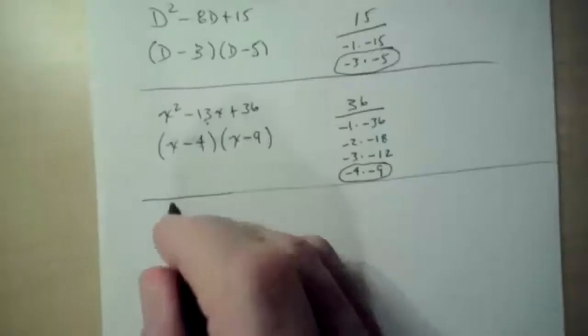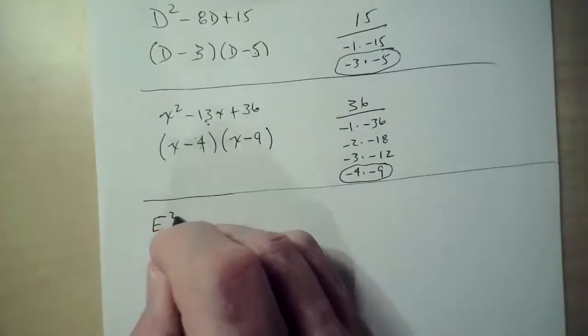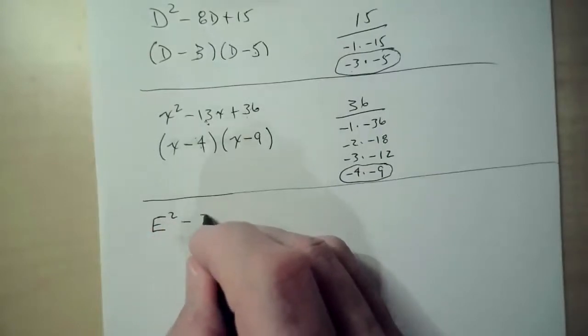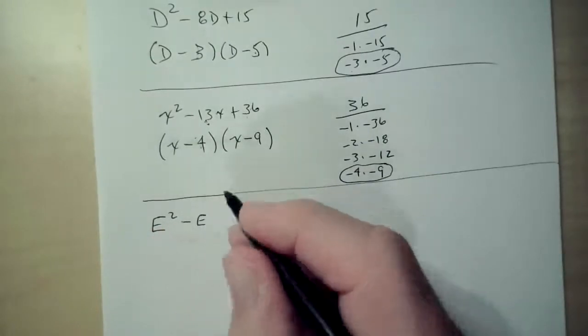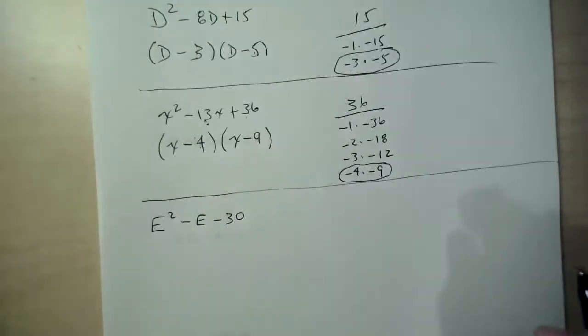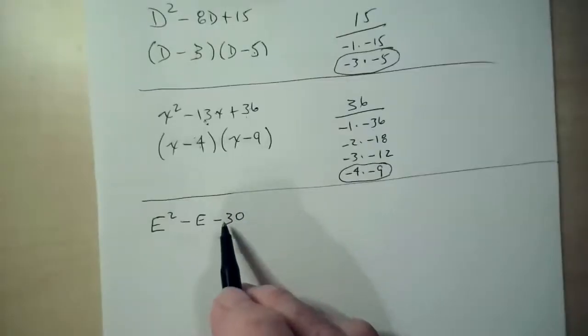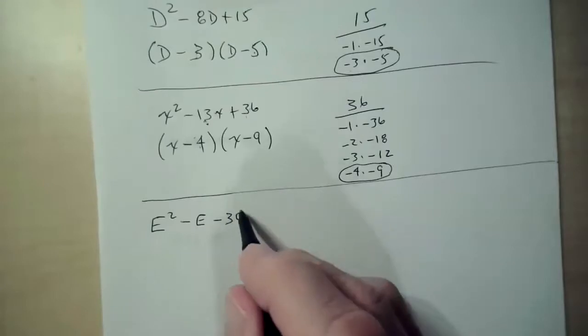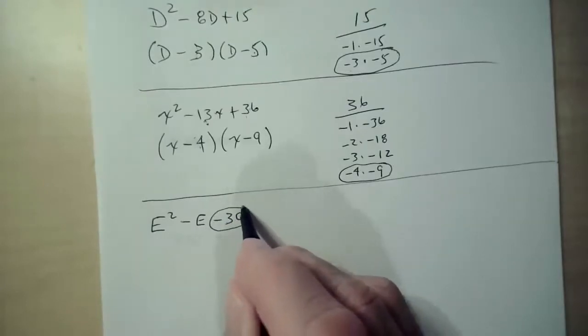Now, what if we have this? E squared minus E minus 30. Whose turn is it? Mr. Islam, what's this one? What are the two factors going to look like here?